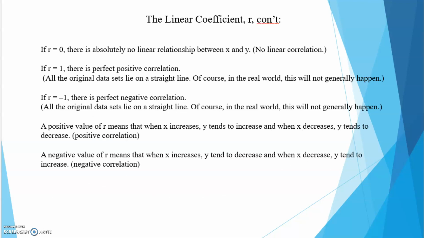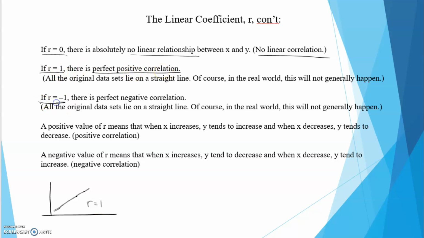So if R is equal to 0, that means there is no linear relationship between x and y, or you can say no linear correlation. If R is equal to exactly 1, this is a perfect positive correlation. If these are my scatter plots right here, then every single point would fall on that line. This is R equal to 1, and because it's positive 1, positive correlation.